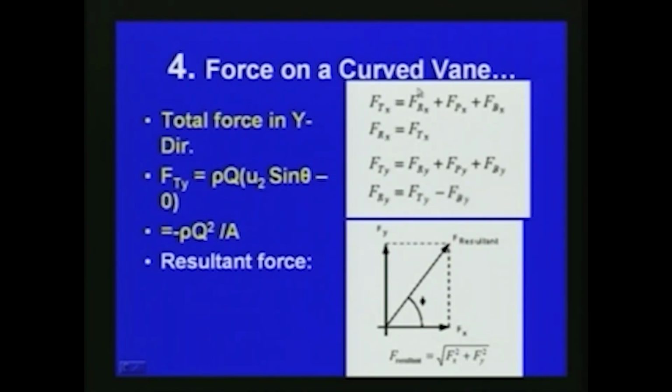So finally, in the x direction we get Frx, the resultant force. The pressure force is not considered here, and there is no body force in the x direction. So the resultant force Frx is equal to Ftx, and with respect to the y direction Fry is equal to Fty minus Fby. The resultant force is then the square root of Fx square plus Fy square.